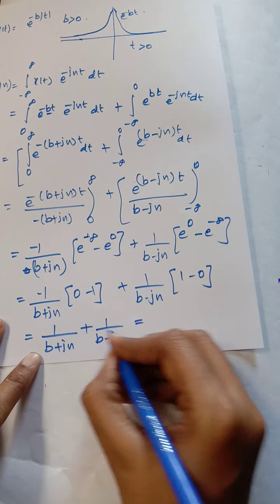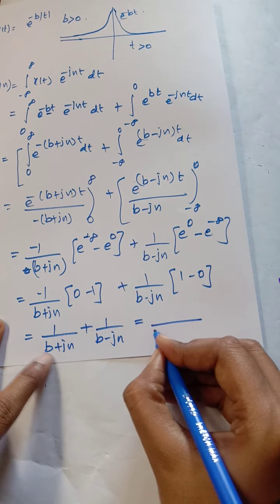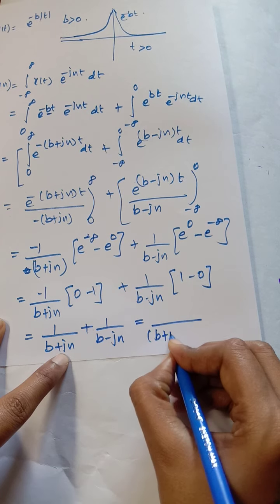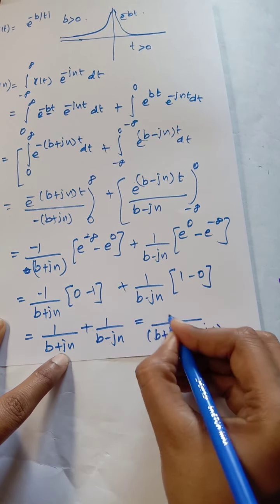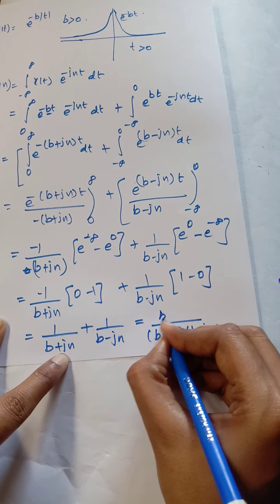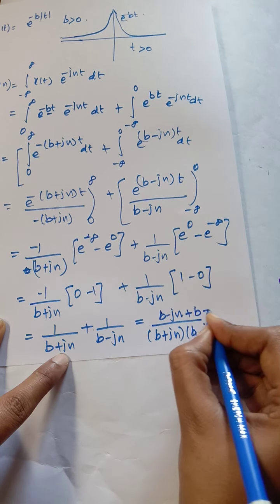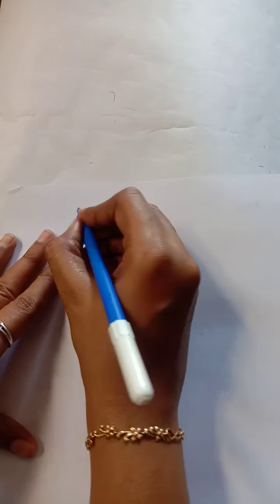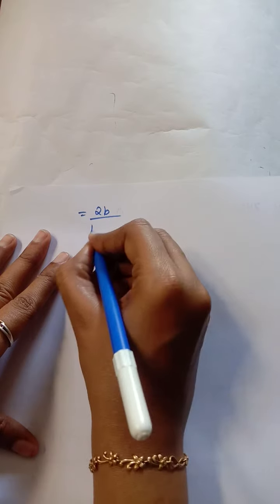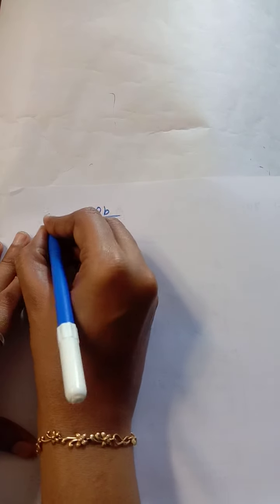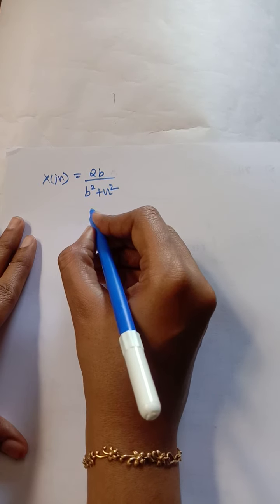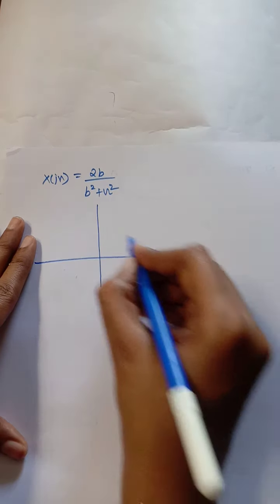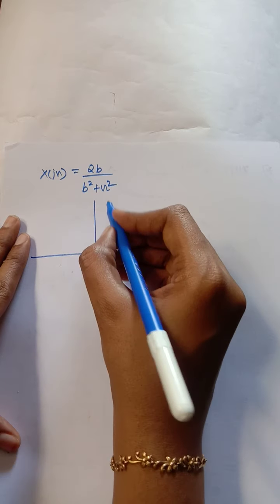So when you take LCM, what you will get is a plus b, a minus b. So here in the numerator, you will get b minus j omega plus b plus j omega. So when you simplify this, what you will get is 2b by b square plus omega square. So this is what your X of j omega answer. Okay, now when you plot it, you will get the same thing here.